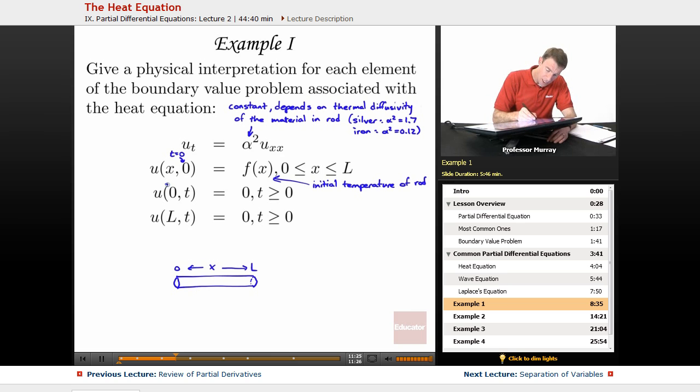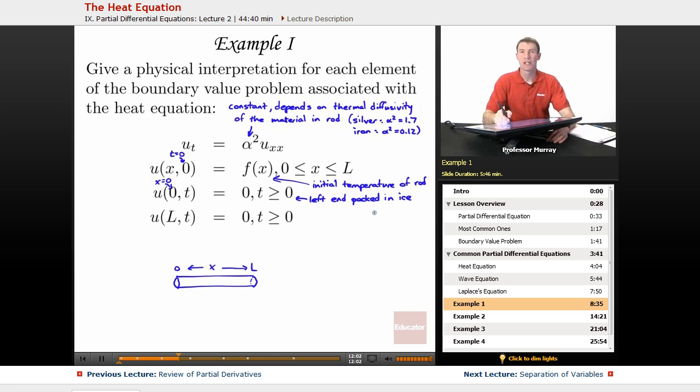U of 0,t means we've plugged in x equals 0, which means we're looking at the left end of the rod here. What we're being told is that u of 0,t is equal to 0 for all time. So that means the left end of the rod is being kept at temperature 0 for all time. So you want to think of that as the left end being artificially forced to stay at temperature 0, perhaps by being packed in ice.